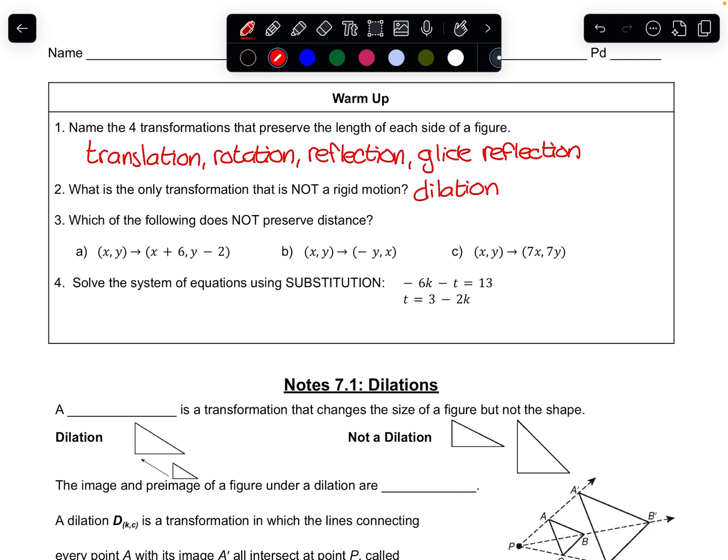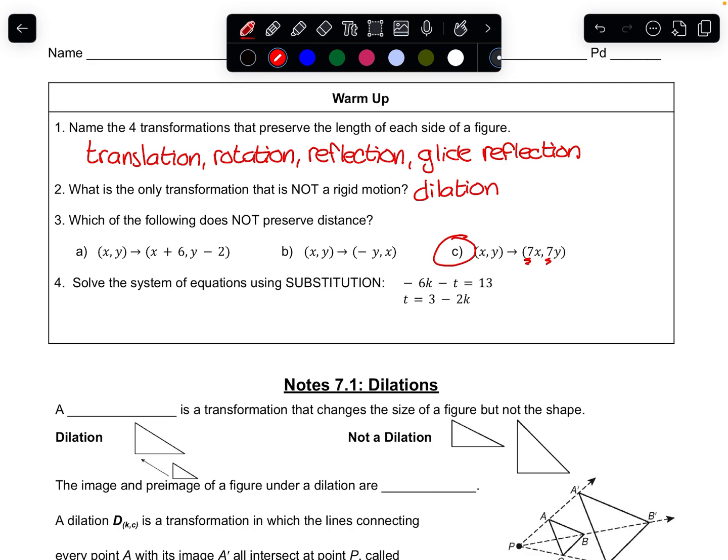So then which of the following does not preserve distance? That would have to be this one. That's the only one that is a dilation because it has a 7 being multiplied to the x and the y. Whenever you are multiplying by a number that is not 1, then you are dilating the figure, either making it grow or shrink.